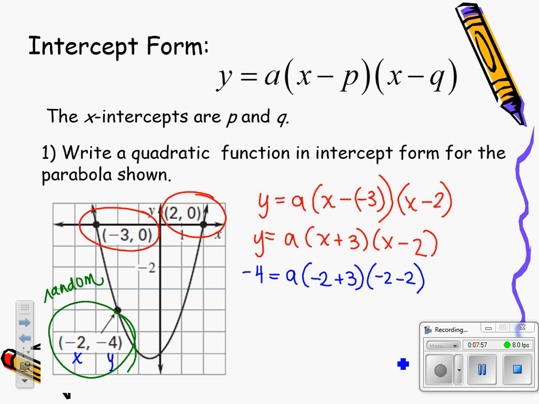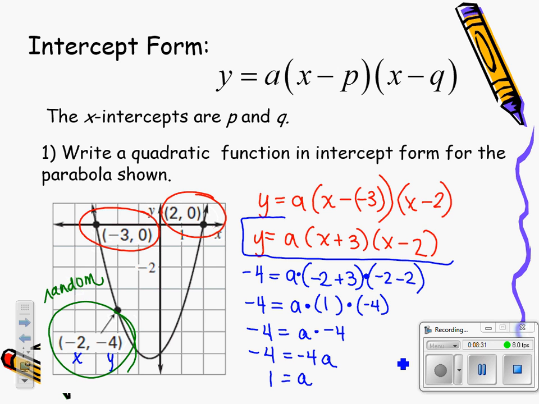Follow order of operations. There are little multiplication signs in between all these things, so we have to do what's inside the parentheses first. A times 1 times -4. -4 times 1 is -4, so -4 equals a times -4. I like to rewrite it so that it says -4a. That looks better for me. Divide by -4, and a would be 1. Go back up to the equation where I had my p's and q's in there, take out the a, and plug in my new a.